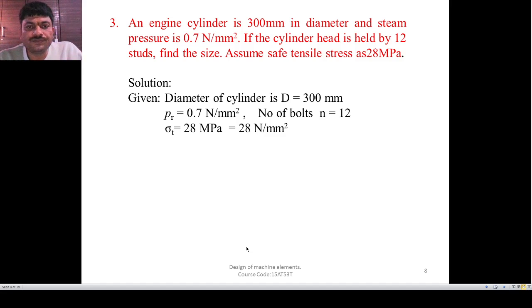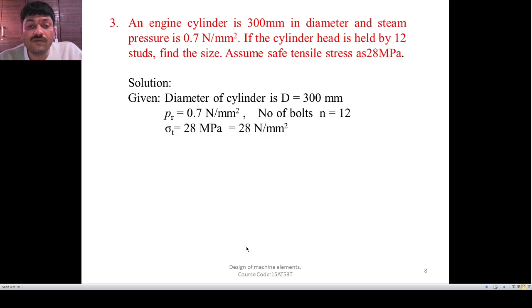Okay. So before proceeding further, we have to find out the total amount of the tensile load acting on the engine cylinder head. The diameter of the cylinder is 300 mm. The pressure developed by the cylinder is 0.7 Newton per mm square. From this we have to find out the total amount of the gas load, or force, acting on the cylinder head.